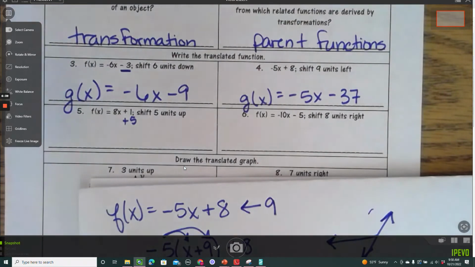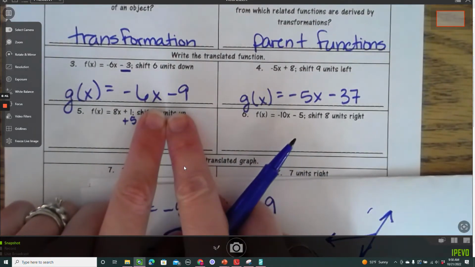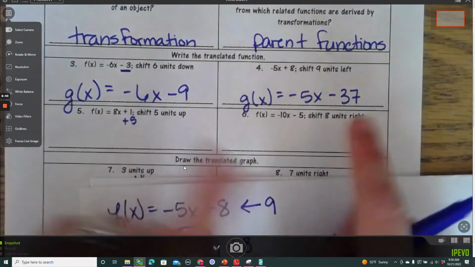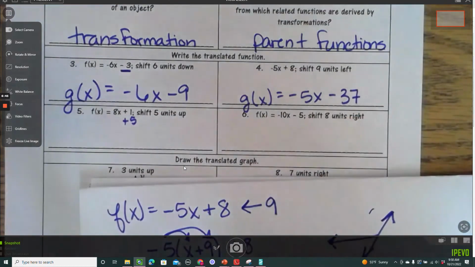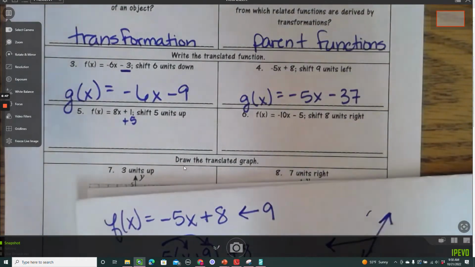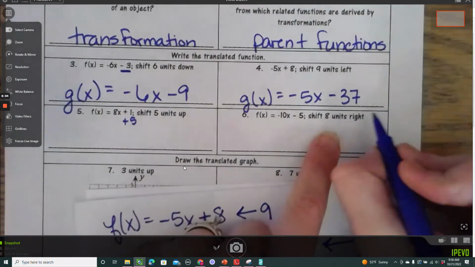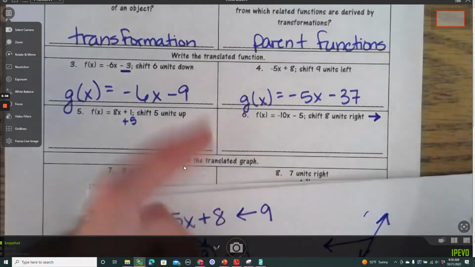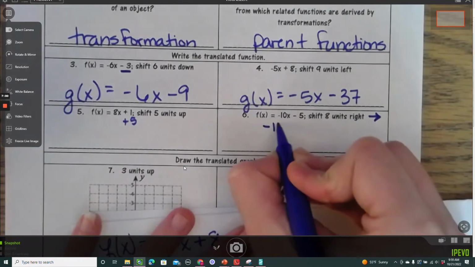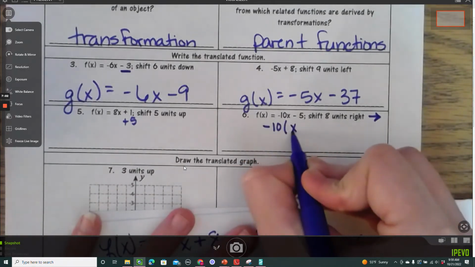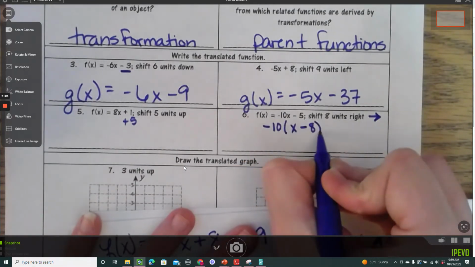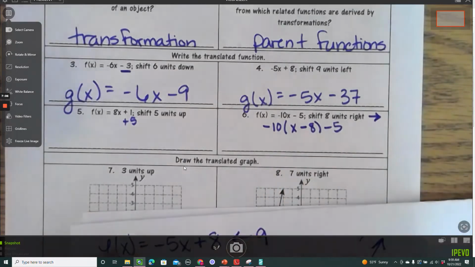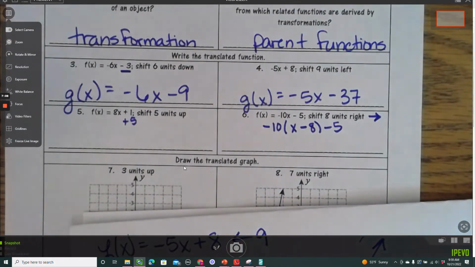So an up and down doesn't affect the equation very much. Shifting it left and right has a big effect. But it's backwards land. It's opposite land. So if you're going left, you add that number to the x. So if I'm going right, what do you think I'm going to do? Subtract it. So I would do negative 10, and I would do x minus 8, and then minus 5. So I'm going to leave that one in that form for you to simplify from there.